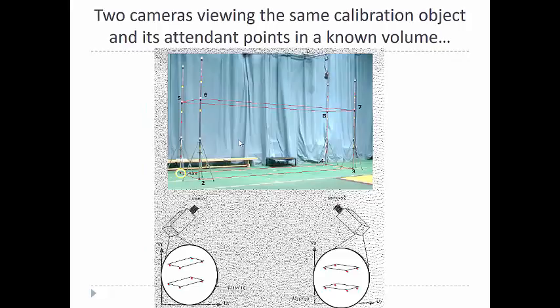So in this case, if we had 2 cameras, they would both look at this volume from a different perspective and see those, in this case, 8 markers from a slightly different angle. The location and the coordinates of those 8 markers would be inputted into a specific calibration matrix to allow us to measure movement in 3 dimensions within that space.